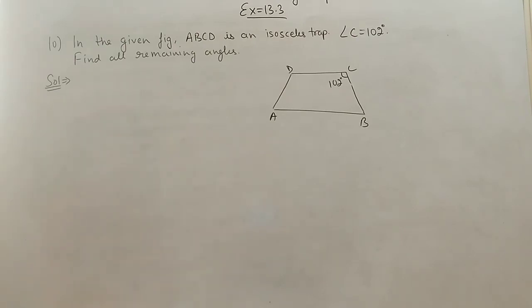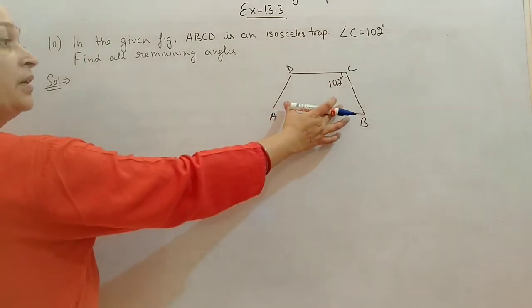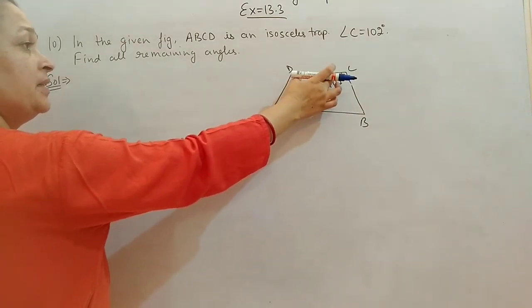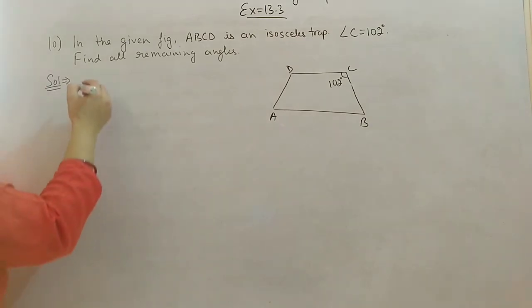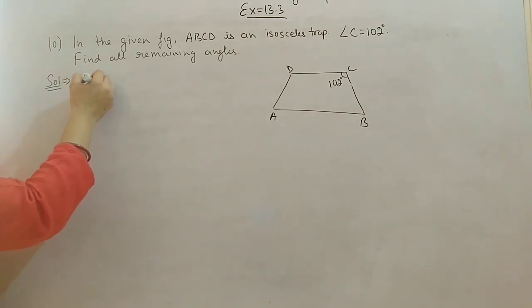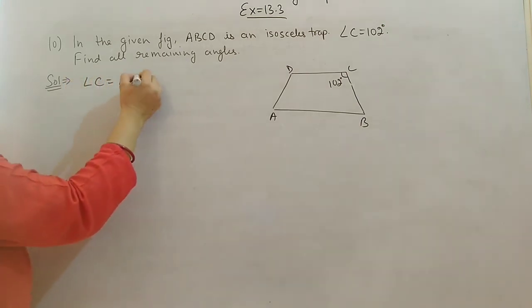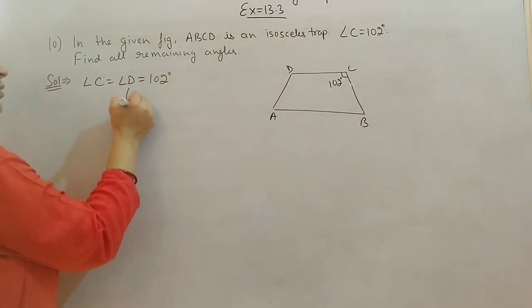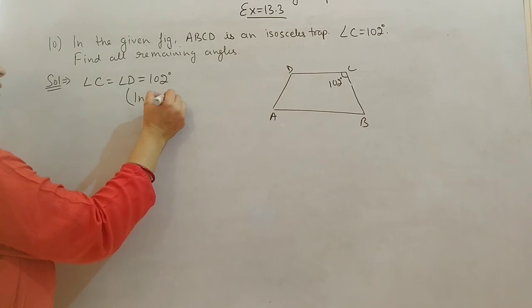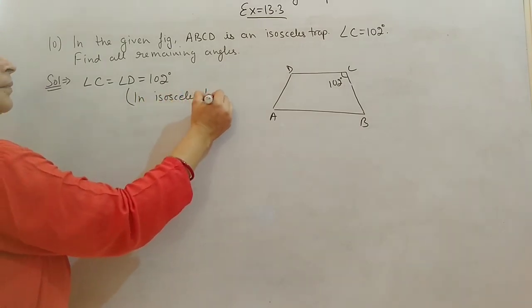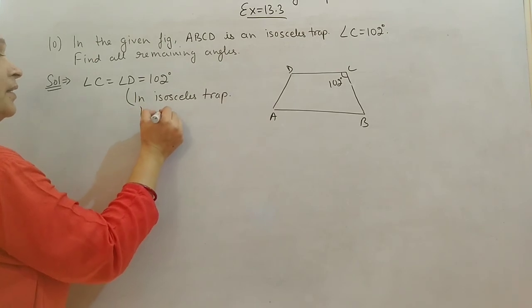Next question number 10. In the given figure, ABCD is an isosceles trapezium. If angle C is equal to 102 degree, find other remaining angles. So in isosceles trapezium, base angle will be equal. Base angle means these two are the base angle, and if you take CD as base, then these two are the base angle. So if CD we will take as base, then angle C is equal to angle D, which is equal to 102 degree. You can write here, in isosceles trapezium, base angles are equal.